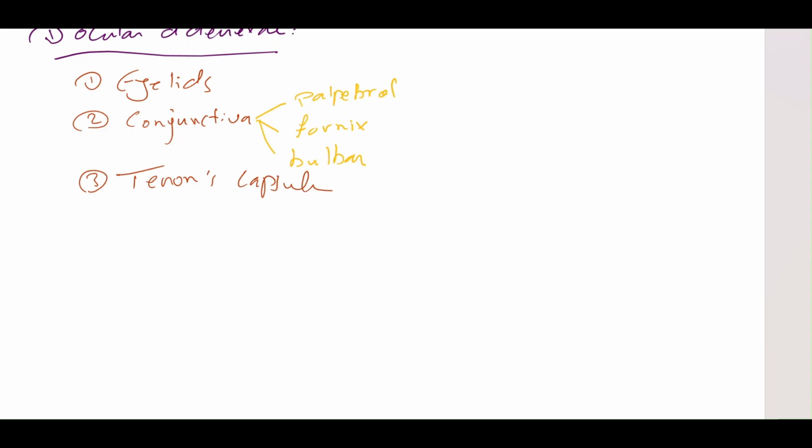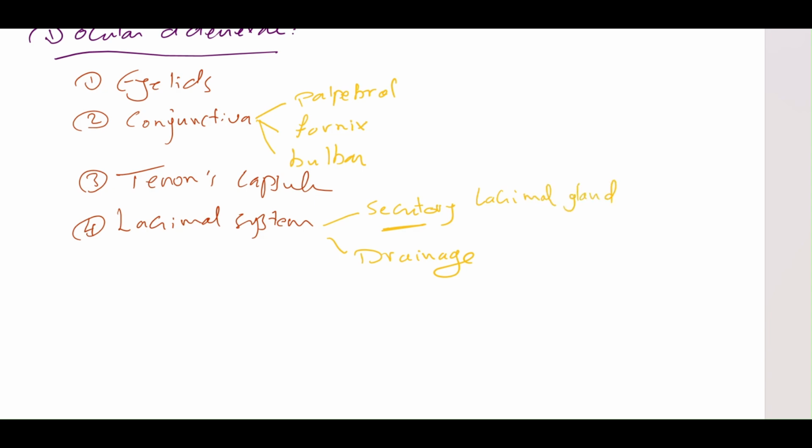Fourth ocular adnexal structure is the lacrimal system. Lacrimal system consists of the secretory system and the drainage system. Secretory lacrimal system is formed of the lacrimal gland and accessory lacrimal glands. And the drainage system consists of the pipelines draining the tears from the surface of the eye.